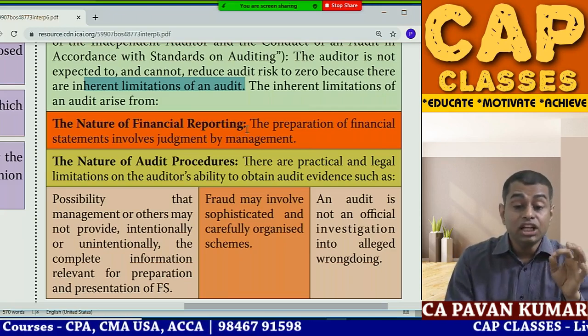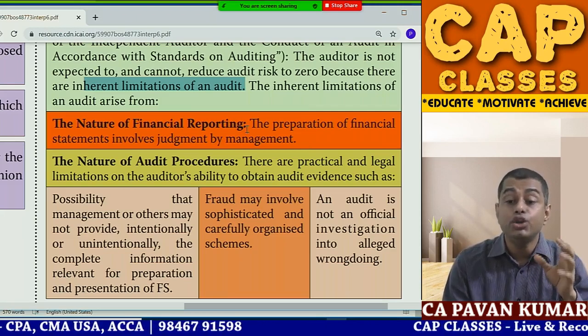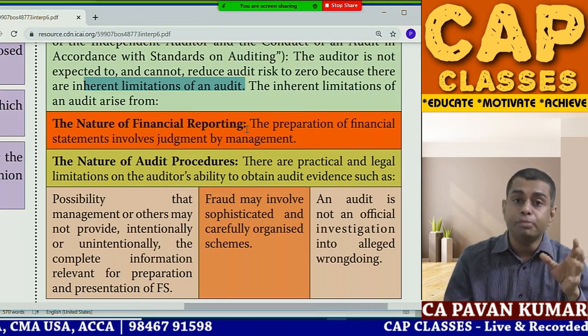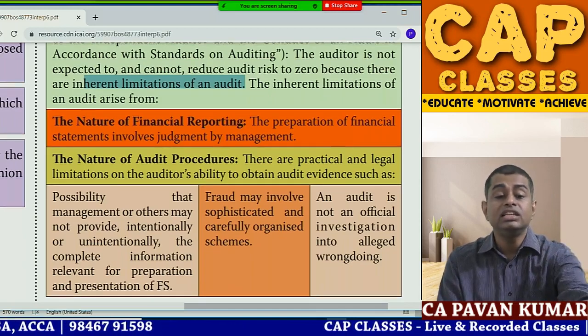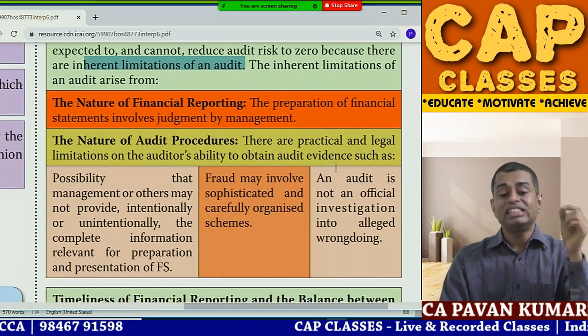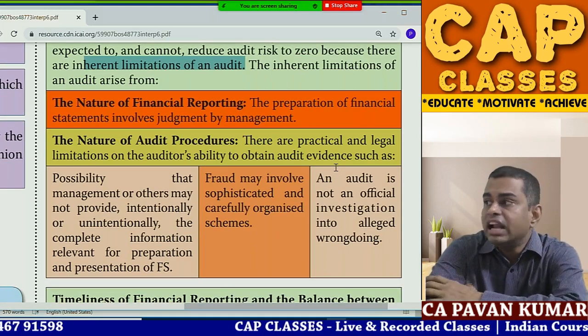So the nature of financial reporting is one of the limitations, because management uses a lot of judgments, management uses a lot of estimations. So this is nature of financial reporting. And the second one is nature of audit procedures.